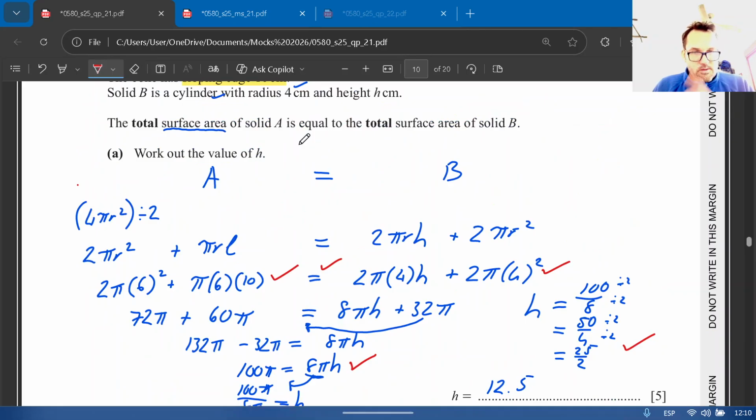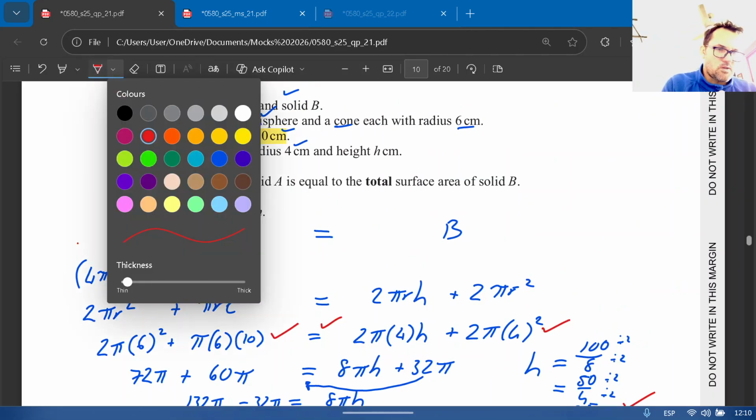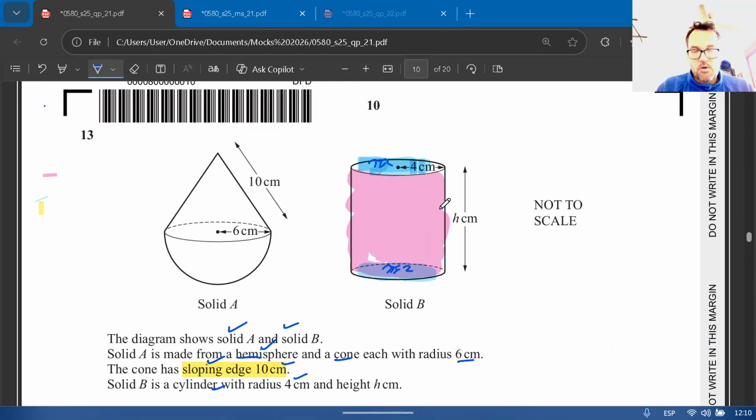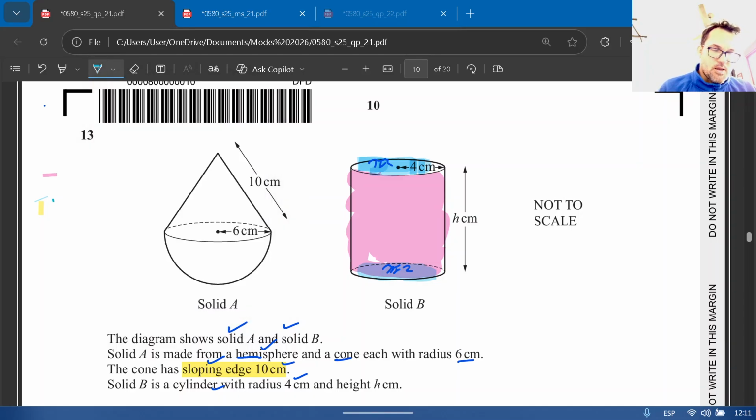Work out the height. Well, that's not difficult, is it? Work out the height. Oh, solid A. I was just like, what? We got the height, 12.5. The height of solid A. Right. So the height of solid A. So we need to find this. Which, look, that is 10.